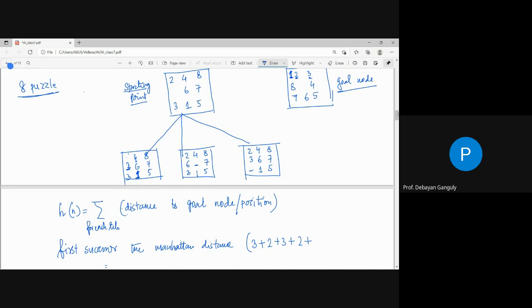Five is already here, so there is no Manhattan distance for five. Six is at that position; finally I have to place it there, which means I have to move only one tile. Seven is at that position, and in the goal node, I have to move two places. For eight, I have to move to this position, and finally place it there. That means one, two, three positions that I have to move, right?